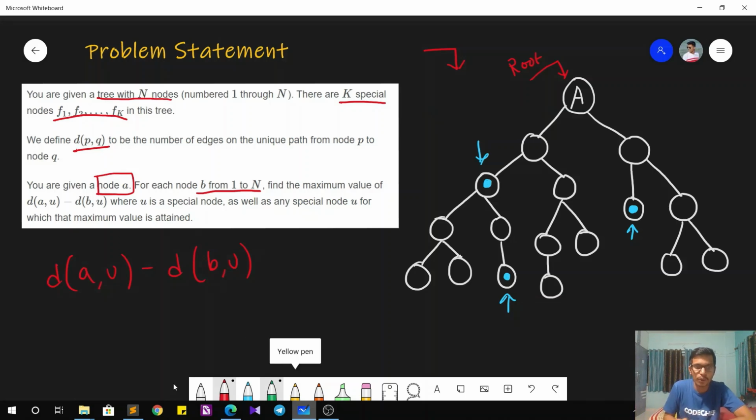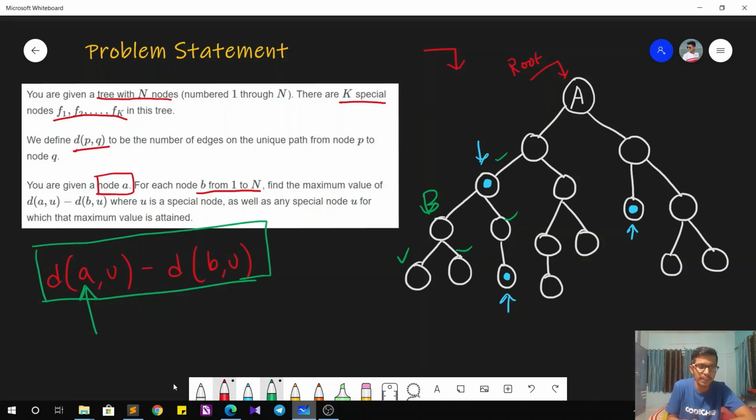Now for every node, we have to consider it as the node B and tell the maximum value of this expression. So the node A is fixed, B belongs to 1 to n, that is for each node we have to answer the value of this expression, and u we can choose as any special node in the tree. But there is one constraint, that we have to maximize this value. This expression which I have written, that is d(a, u) minus d(b, u), we have to maximize for each of the given nodes. So that is pretty much the question.